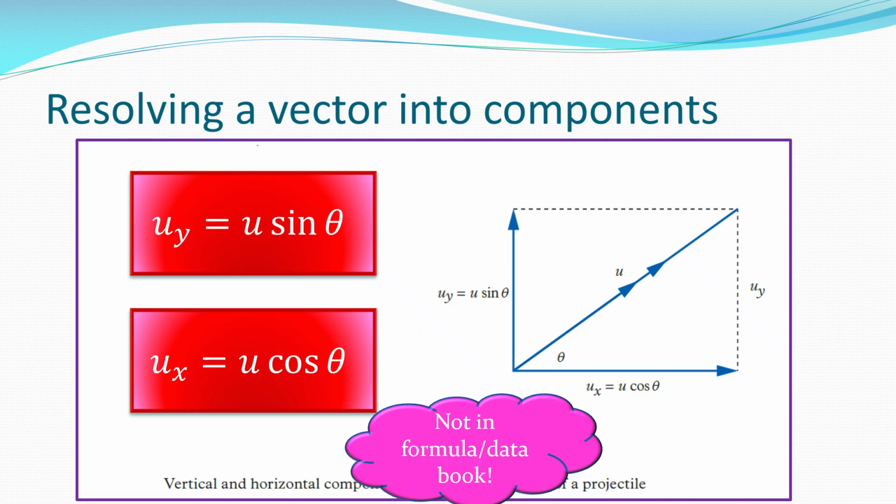So the red boxes there are the formulas that we need to understand. The y component of our initial velocity is u sine theta, and the x component is u cos theta. Just learn those. If you ever forget them, go back to the trig ratios that you just saw me do on the previous slide. But you do need to remember them because they're not in the formula book, the data book that you get given when you do these exams.